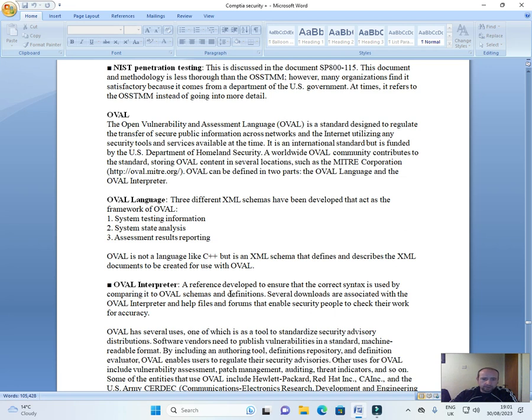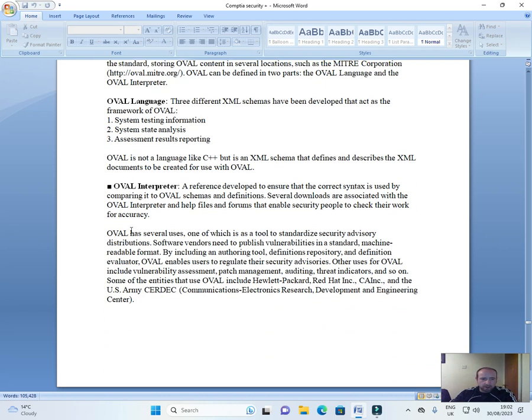A reference developed to ensure that the correct syntax is used by comparing it to OVAL schemas and definitions. Several downloads are associated with the OVAL interpreter and help files and forms that enable security people to check their work for accuracy. OVAL has several uses, one of which is a tool to standardize security advisory distribution.